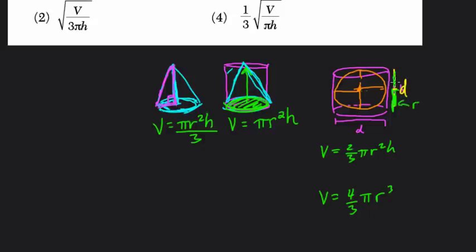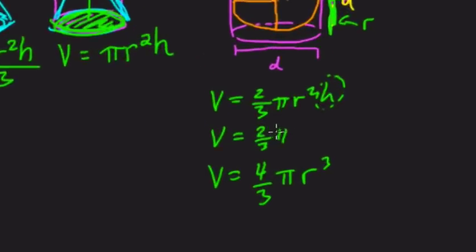Remember, a radius and a radius make a diameter. So that means that this height right here equals two radiuses, right? Radius plus radius equals this height. So the in-between step that I use to connect these formulas is 2/3 pi r squared times what? Well, we just said two radiuses. Two radiuses is the height.